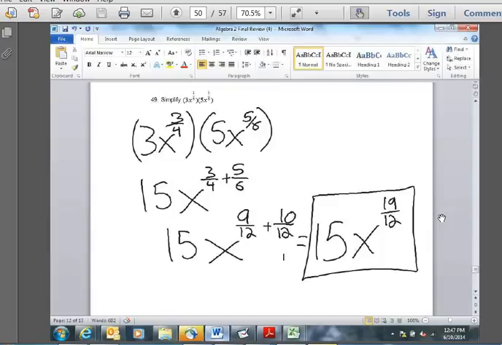In this problem, we're going to multiply our coefficients, get 15. We add our exponents. Now, unfortunately here, the exponents don't have common denominators, but that's okay. We can make them have common denominators, which will be 12. 3/4 becomes 9 over 12. 5/6 becomes 10 over 12. And you add your exponents from there.